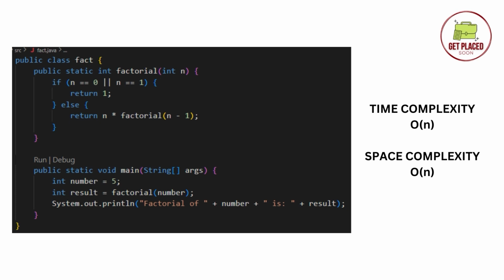Now speaking about space complexity. Space complexity is also O of n because each recursive call to the factorial function adds a new stack frame to the call stack. So we are consuming extra memory. We are adding memory whenever we make a call to the stack. That's why the time complexity and space complexity is O of n.